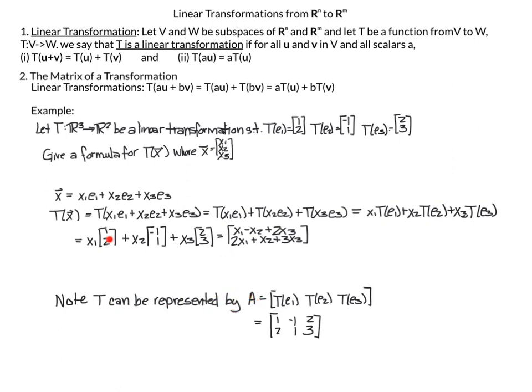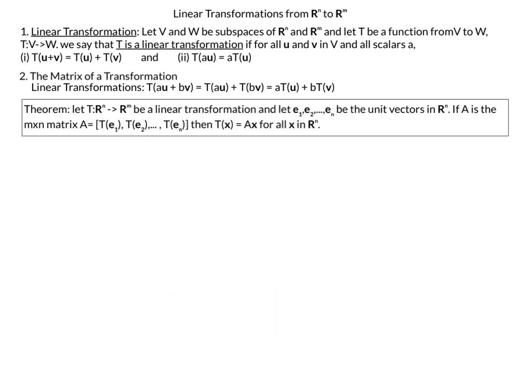Remember, here what we have is x1 times T of e1, x2 times T of e2, and x3 times T of e3. So our matrix A would be just these column vectors, (1, 2), (-1, 1), and (2, 3). So in general, we can represent our matrix T by using the T of e1, T of e2, and T of e3 as our column vectors for A, which is exactly our next theorem.